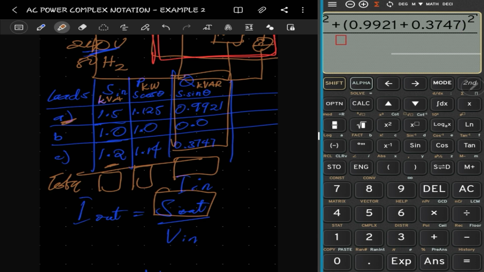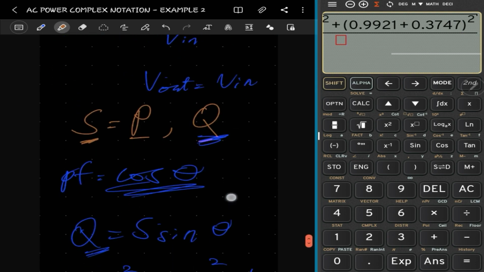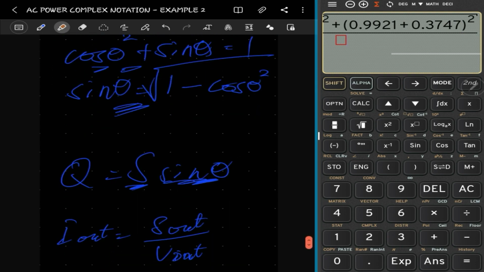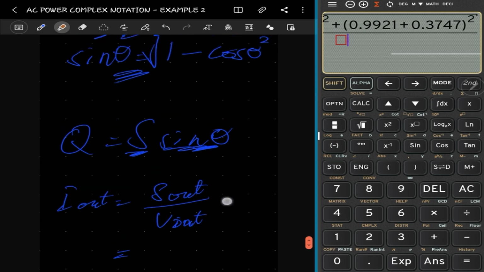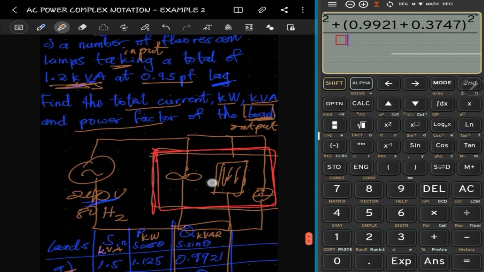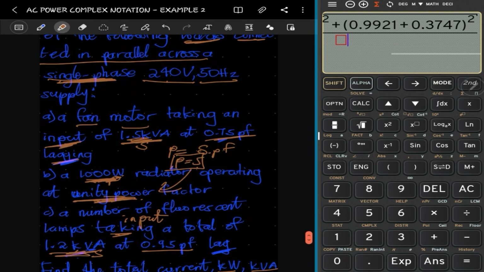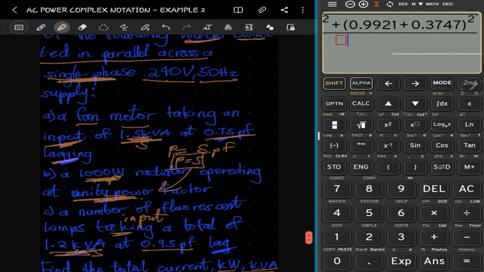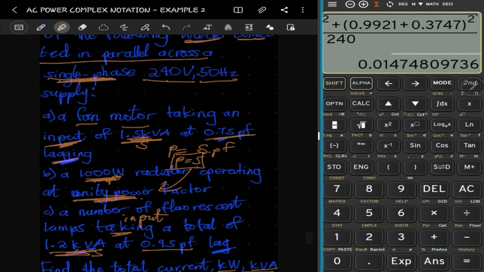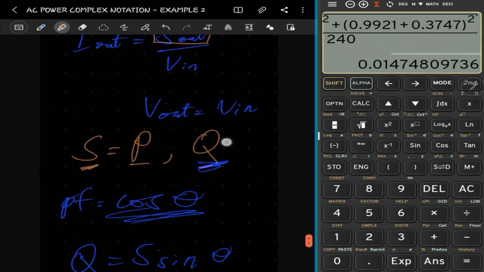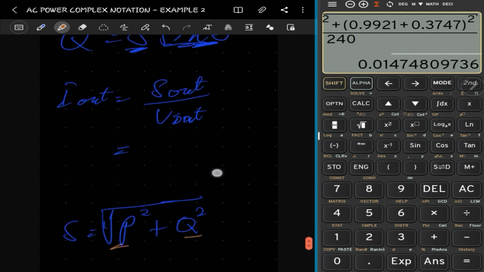The next one is for the formula. I found my S, right? P and Q. Now I need a V. The V is the power input. The V out and the V in are the same. The voltage in and voltage out are the same. That's 240, so 240, right? And that gives a current of this.